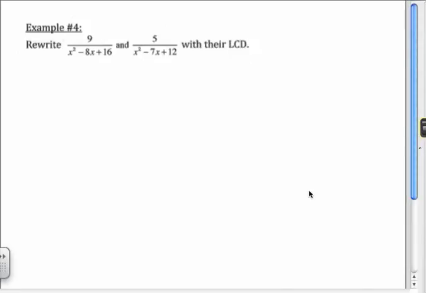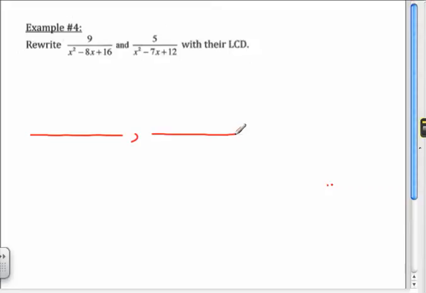Okay, gentlemen, example number 4 says we want to rewrite these fractions with their least common denominator. Let's find that. To find their least common denominator, I need to factor the bottoms, okay? So this first one, there's nothing I can pull out, so the next thing I'm going to do is count how many terms there are, and there are 3 terms.